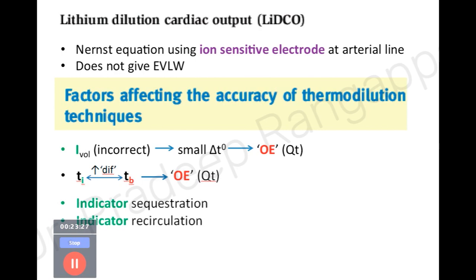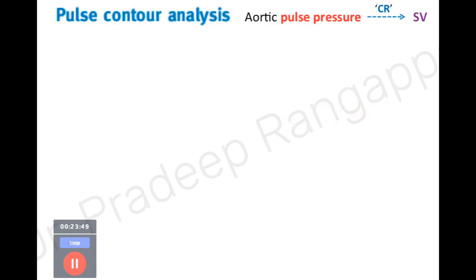The indicator that you administer can get sequestrated, or there can be third spacing loss, and there can be recirculation of the indicator. These are some of the fallacies of thermodilution techniques, because whatever you inject, some may escape from the circulation, and that may influence the thermodilution curve and overestimate or underestimate the cardiac output. So that is all about the thermodilution techniques. Now we'll move into pulse contour analysis.